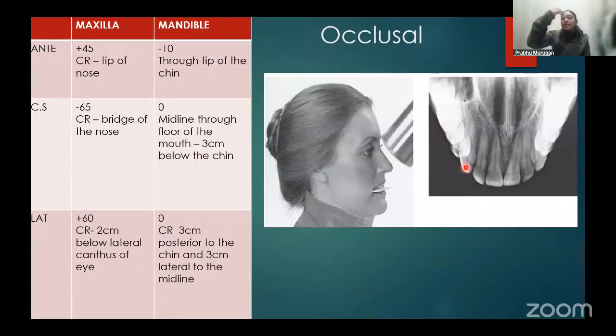As you can see, the central beam is going to pass through the tip of the nose. It will be passed here and the angulation is going to be plus 45 degrees. So in that, you'll be able to see the maxillary anterior teeth very clearly along with the apex.